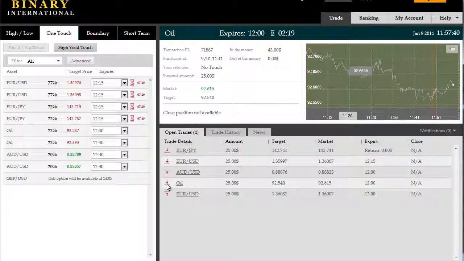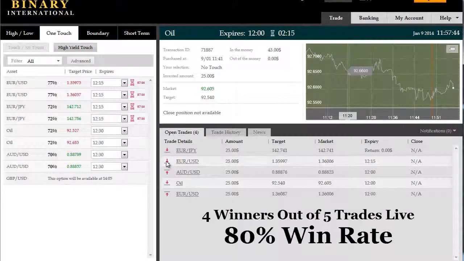indicated by this arrow with the little break between the line, which means no touch. When you see a line attached to an arrow, it means one touch. This means no touch. So as you can see, the oil trade, which is also due to expire in 2 minutes and 9 seconds, is also profitable in the money.